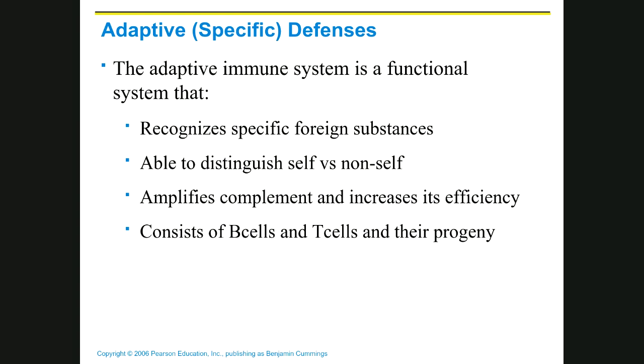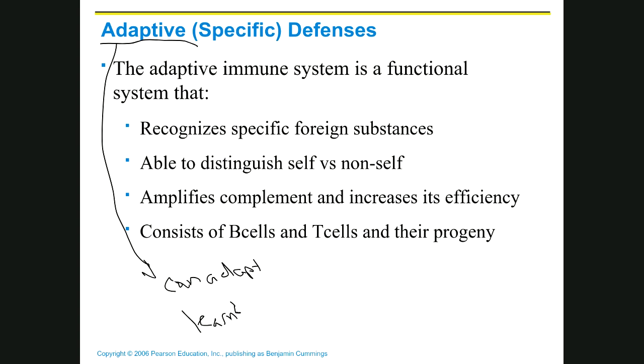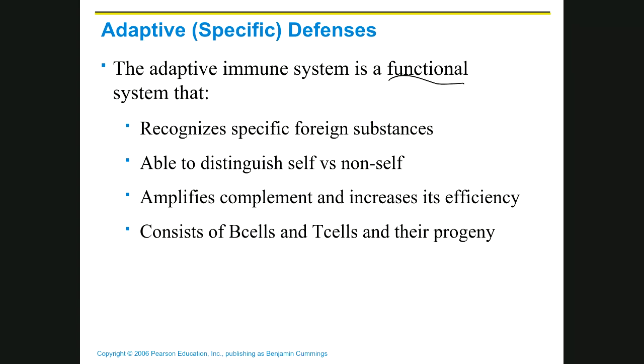But we have this other system too. And remember, it's called adaptive because it can adapt. It can adapt. It can change. And what makes it change or what makes it adapt is what it learns. So in other words, it has memory. It learns. And so if you look at the adaptive immune system, it's this functional system. You can't really see it. It's not like an organ, but it has some properties. And here's some things it can do.